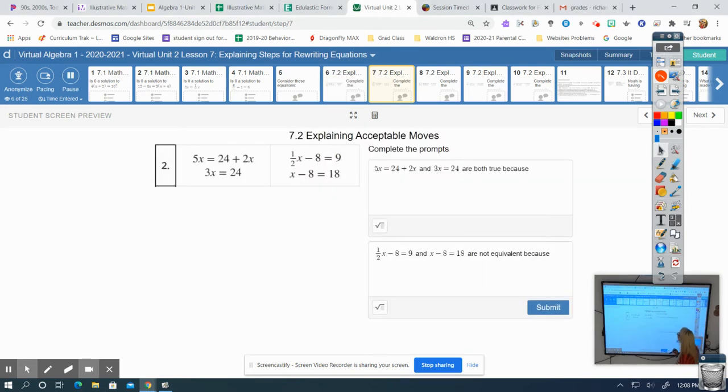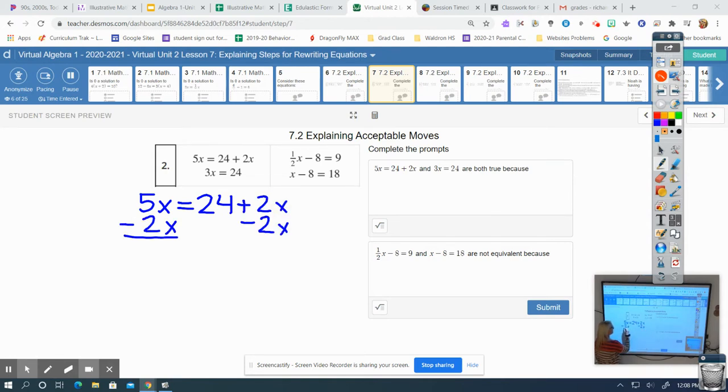All right. The next set of equations, what they tried to do here, we had 5x equals 24 plus 2x. They did combine their like terms correctly when they subtracted 2x from both sides. So subtract 2x from both sides. 5x minus 2x is 3x. Bring down the 24. And so it maintains equality there because they combined like terms correctly by subtracting 2x from both sides. Okay.